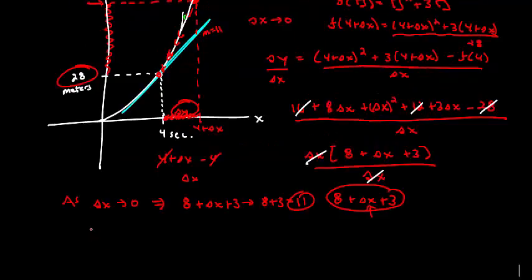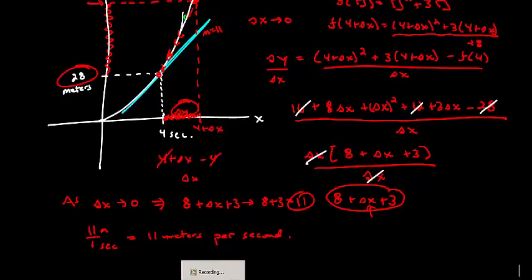Well, what is that? The slope is the change in y over the change in x. So the change in y is 11, it's 11 over 1. The y value is in meters and the x value is in seconds. So the bus's instantaneous velocity is 11 meters per second. And that's it.